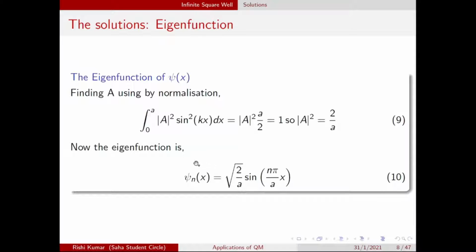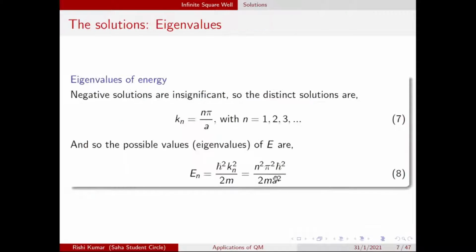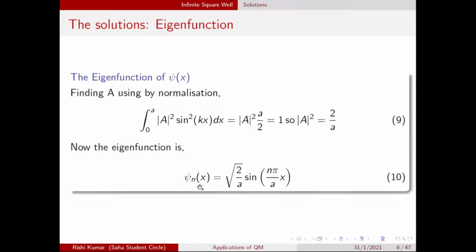Now substituting this back into our final expression, psi of x equals A sin kx, substituting the values of A and k gives us psi n of x equals root 2 by a sine of n pi by a times x. So this is the eigenfunction of our infinite square well. Till now I think there shouldn't be any doubts because it's pretty simple stuff.